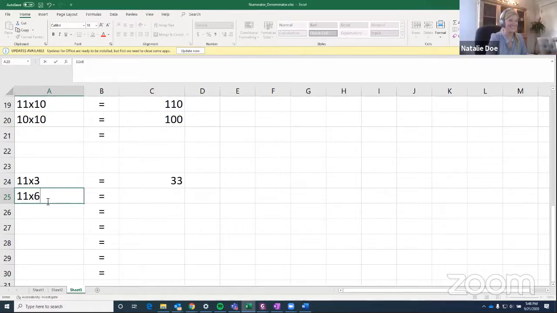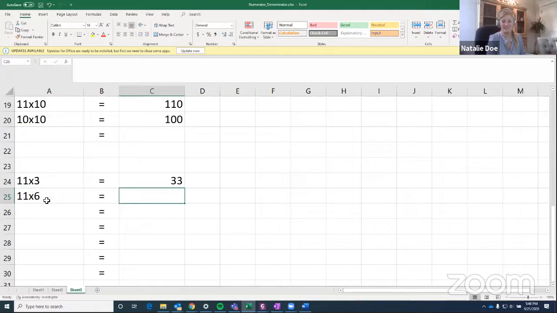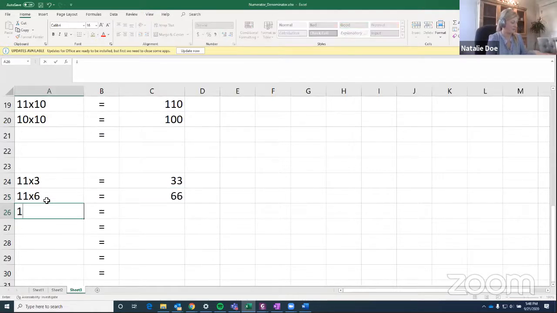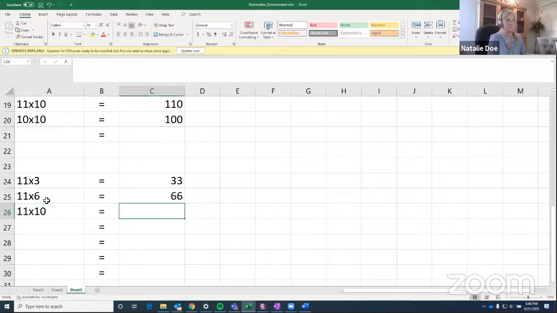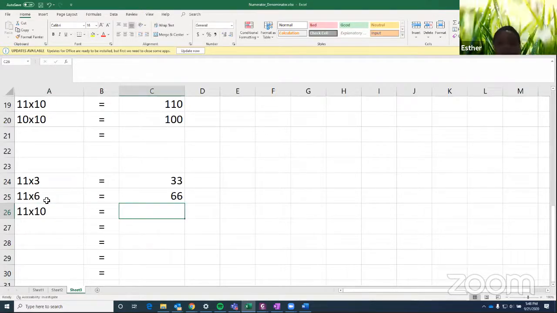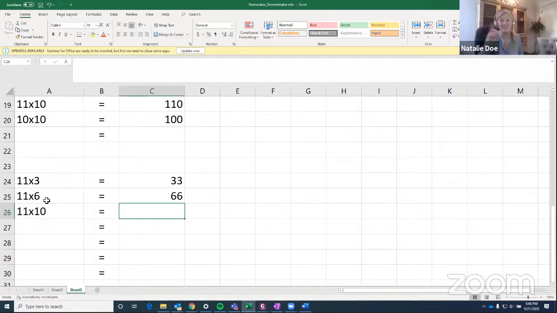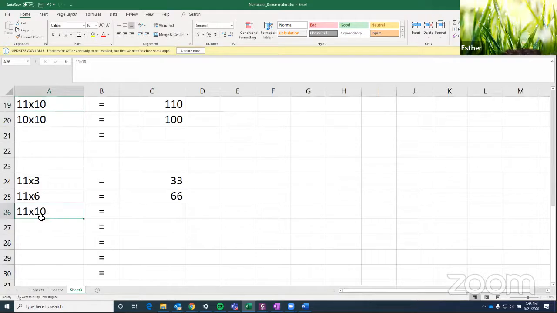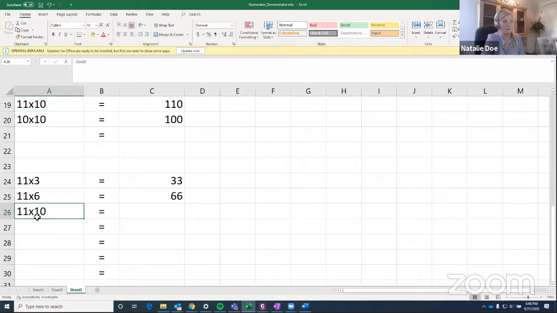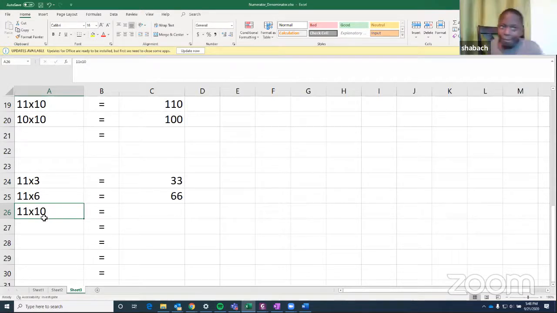Yeah. All right. What's 11 times 6? 66. Cool. What about 11 times 10? Can I go get a piece of paper? Sure. So if you think about it, we just did this one, right? But the other way. So it's the same thing. When you're multiplying by 10, you take this first number, multiply it by the 1, and you add the 0 at the end. 110.